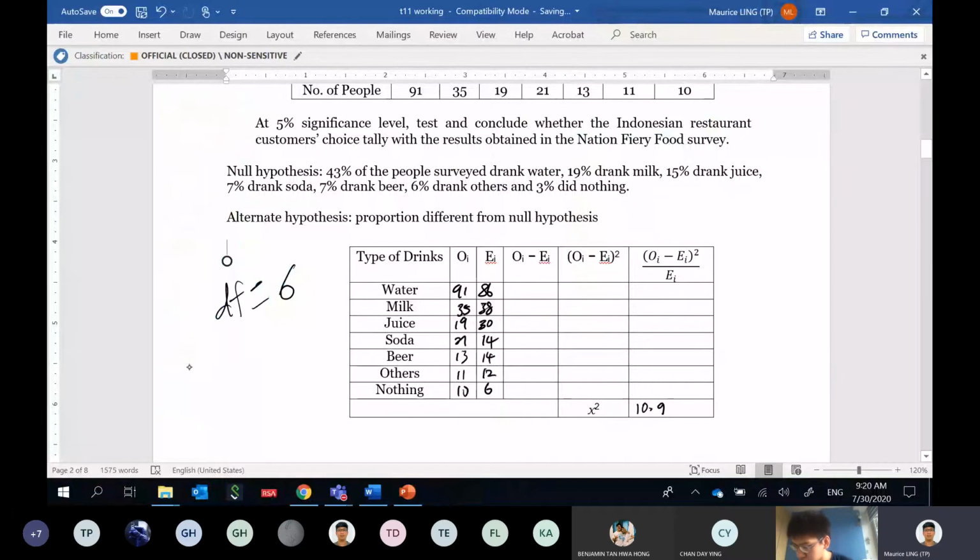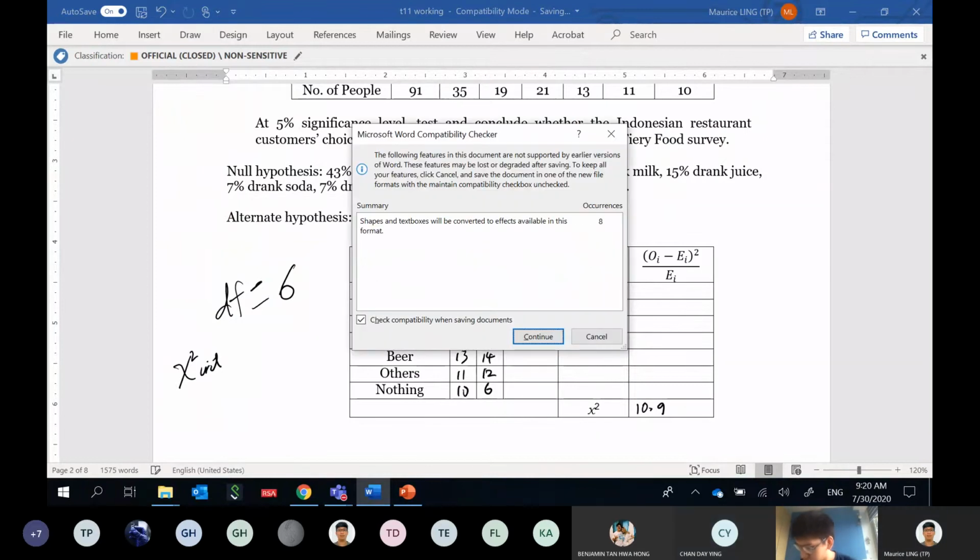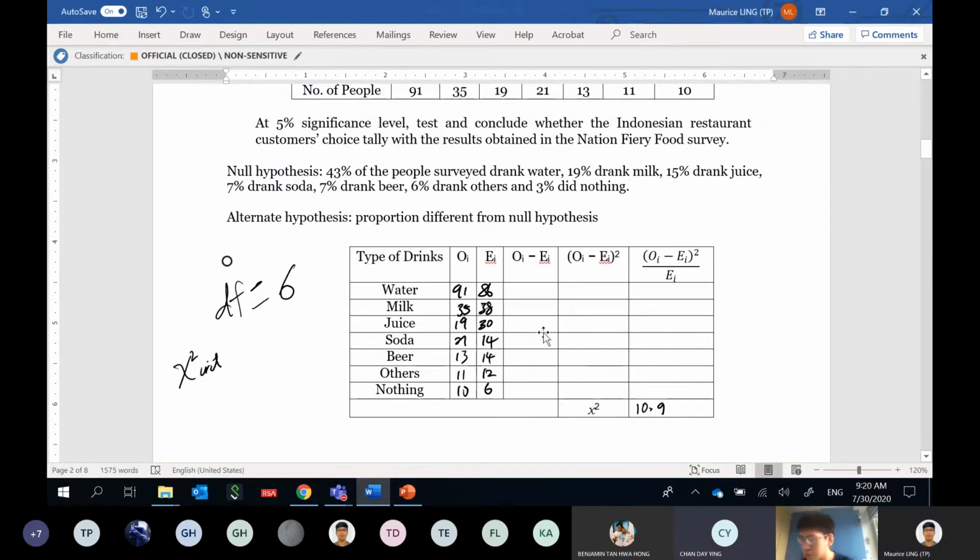What is your critical value? Is it 12.6? Yeah, correct. Okay, the critical value is 12.6, because the critical value is based on 0.05 and degrees of freedom 6. Okay. So do you accept or reject your null hypothesis?